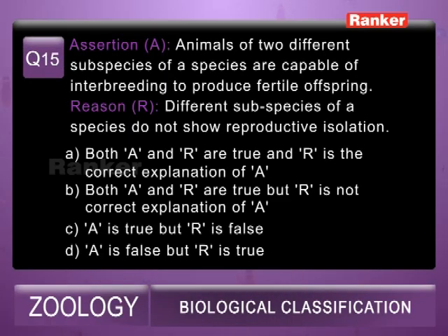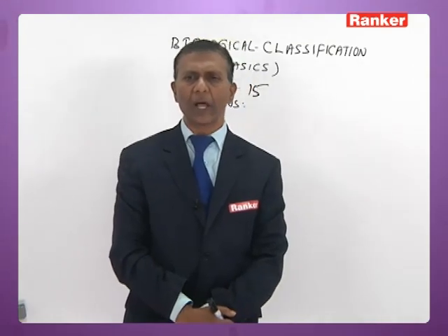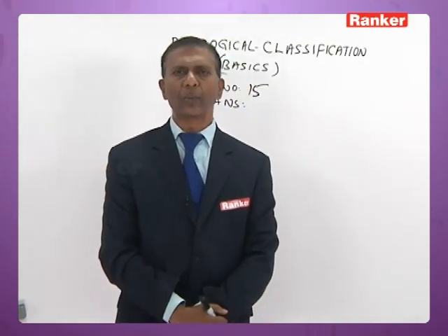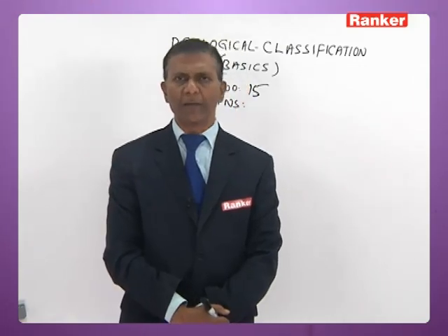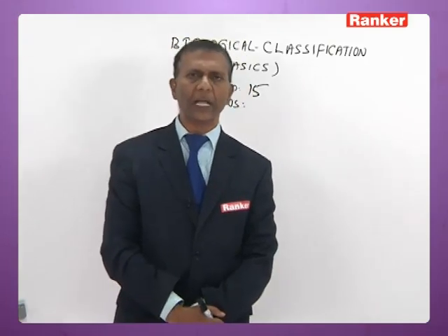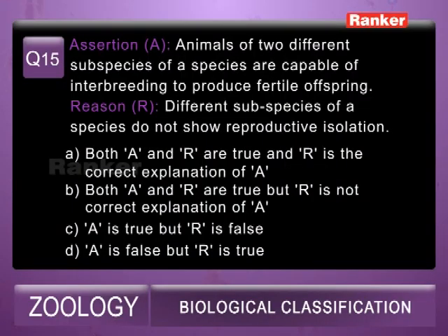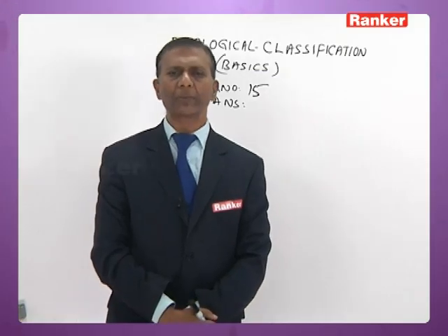Question number 15. We have an assertion: animals of two different subspecies of a species are capable of interbreeding to produce fertile offspring. He is talking about subspecies. Two subspecies of a species can be crossed easily to produce fertile offspring. That is, subspecies are not reproductively isolated, but they differ from each other in certain morphological features. Reason: different subspecies of a species do not show reproductive isolation. So it is a correct option. The reason is the correct explanation of the assertion.